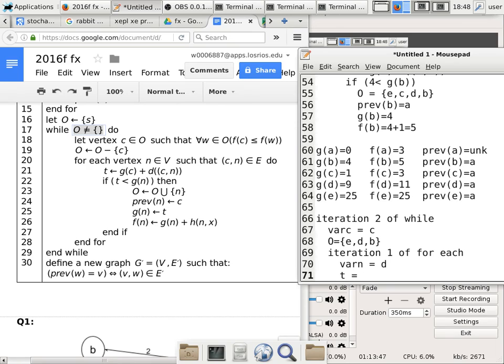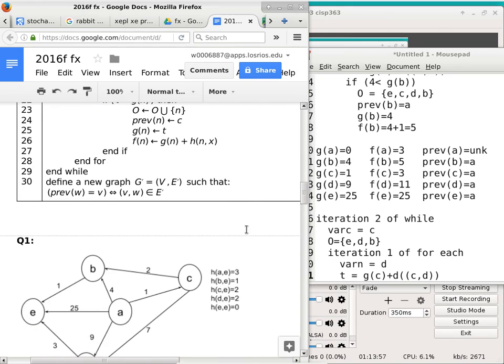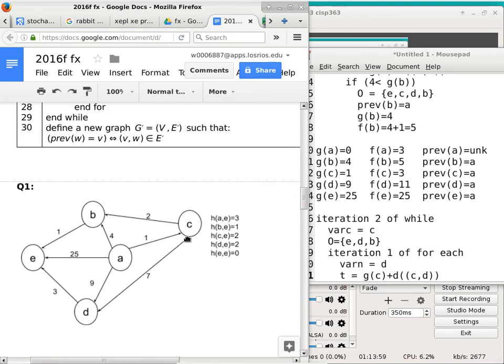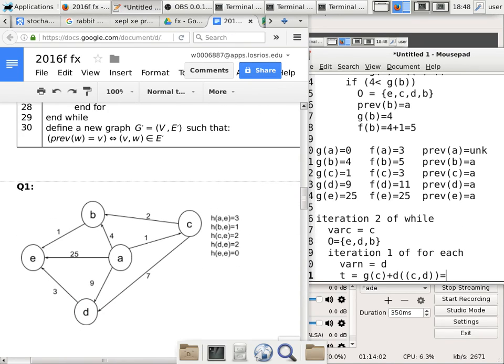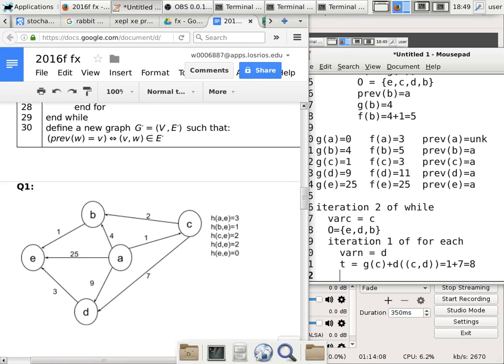So the t value is based on G of C, which is 1, plus the cost of the edge going from C to D in this case. So according to this diagram, the cost of that edge is 7. So that is 1 plus 7, which is 8. So now we have to evaluate the conditional statement. Is T less than G of D? That is the question. What do you think?